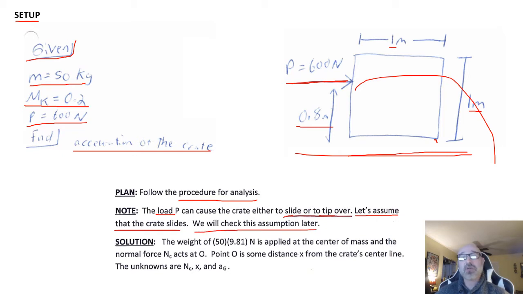For the solution, recall they gave us a mass. We may need a weight, so we multiply by acceleration due to gravity to get this in newtons as a weight, and this is applied at the center of mass. We also note that we have a normal force N sub C that acts at a point O, which is some distance from the crate's center line. We have a center point right here, which is the center of mass where the weight acts, and O is some distance x away from this center line. The unknown values right now are N sub C, our normal force, our distance x, and our acceleration a sub G.